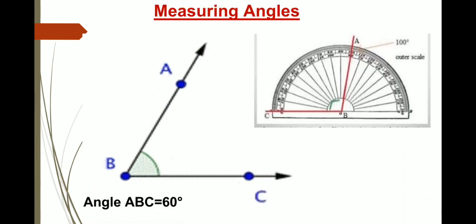In this way, we can measure the angle when arm BC lies on the outer scale of the protractor. Here, the measure of angle ABC is 100 degrees.